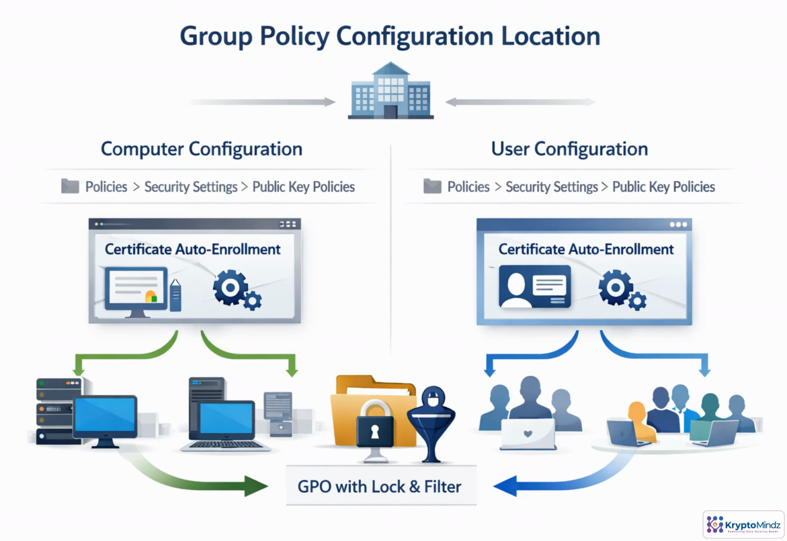Certificate auto-enrollment is configured entirely through group policy, once for computers and once for users. For computers, go to Computer Configuration, Policies, Windows Settings, Security Settings, then Public Key Policies. For users, follow the same path under User Configuration. In both locations, open Certificate Services Client Auto-Enrollment and enable it. Then rely on linked GPOs and security filtering to decide exactly which devices and users receive certificates.